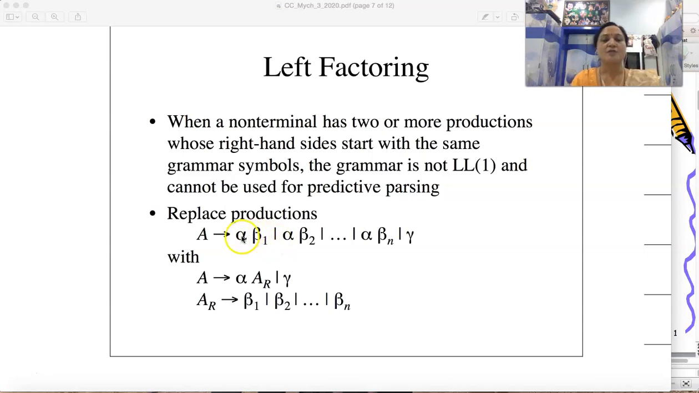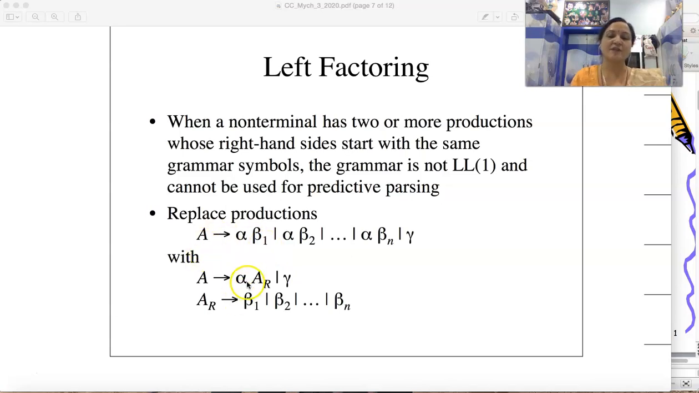How? Since this is starting with alpha, this is starting with alpha, this is also starting with alpha, when there is an input alpha, the parser will be in confusion whether to use the first production alpha beta 1 or alpha beta 2 or alpha beta n. Suppose the parser selects these productions randomly, then if alpha beta 1 is expected and the parser chooses alpha beta 2, parsing will fail. Vice versa, if alpha beta 2 is expected and the parser selects alpha beta 1, again the parser will fail. So what is the solution for this?